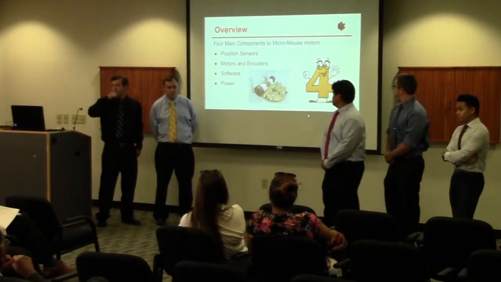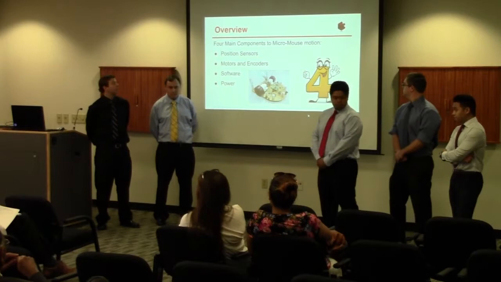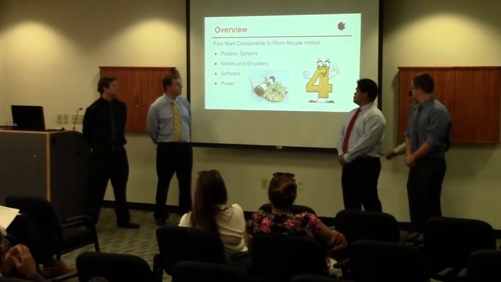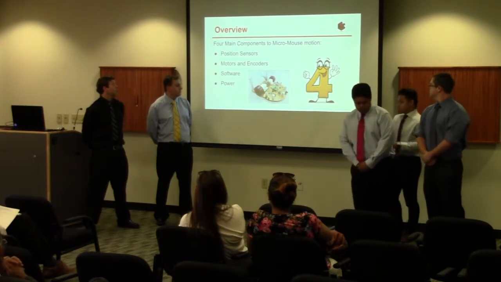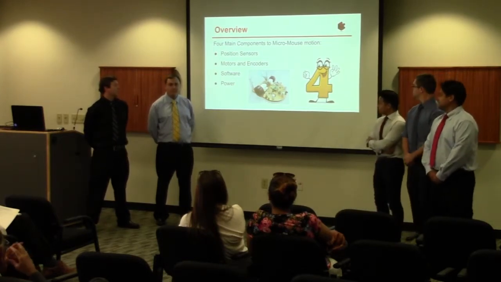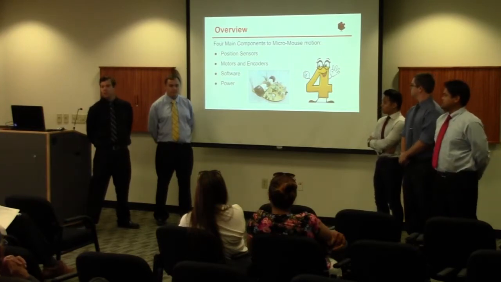All right, so here's a general overview of the 4 main components that make our micromouse move. We have the eyes, which are the position sensors; the feet, which are the motors and encoders; the brains, which is the software; and the power, which is the energy spent by the mouse.